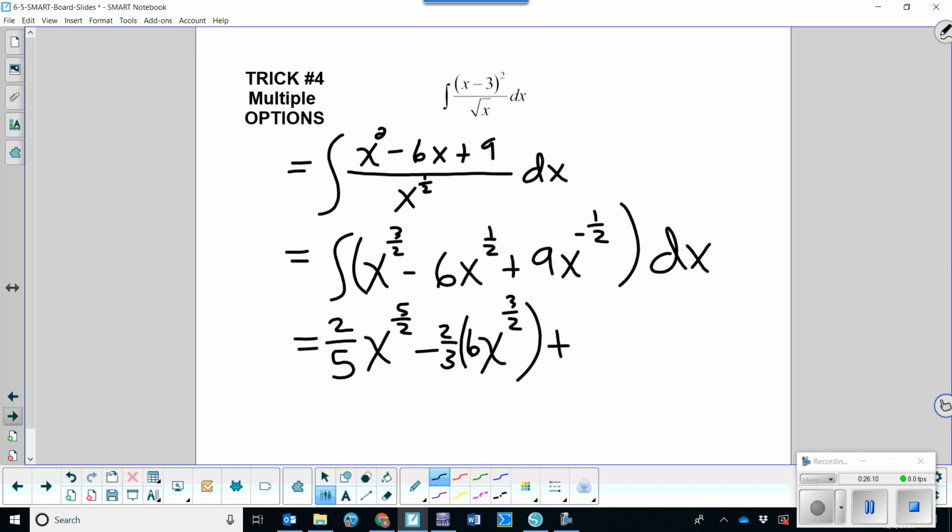Plus, again, I'm going to leave some space. We'll write the 9 here, and then x. Now I have to add 1. So I add 2 over 2. That gives me 1 over 2. I need to divide by 1/2, which means times 2, plus c.